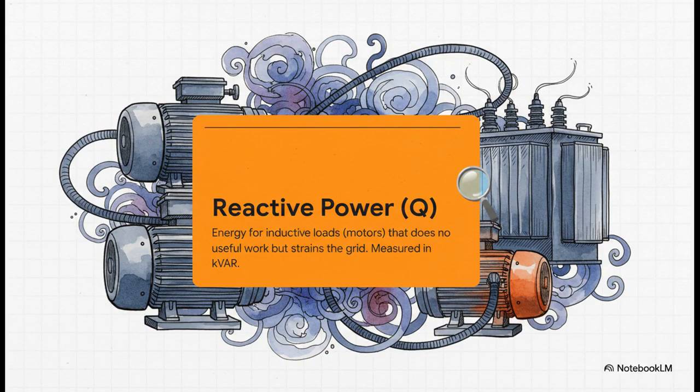Next, we have reactive power. And this is where the inefficiency starts to creep in. See, it's energy that things like motors and transformers need to operate, but here's the kicker. It doesn't actually do any useful work. It just kind of circulates through the system, putting a strain on the entire grid.